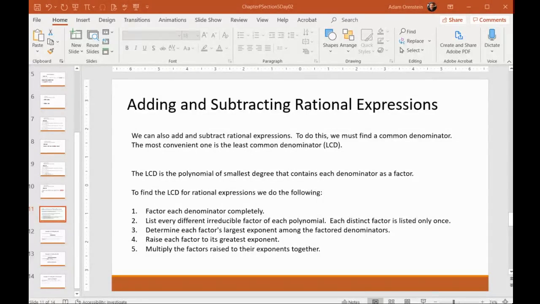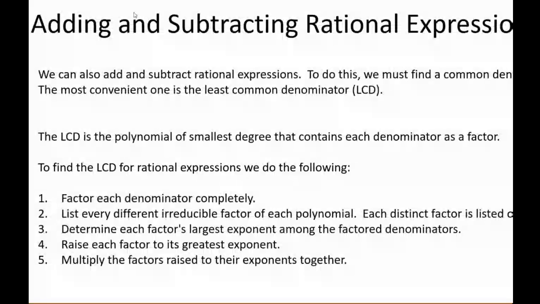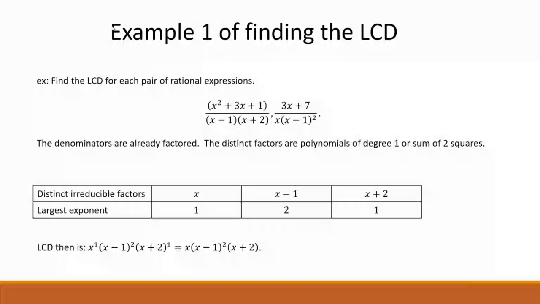Okay, so now let's practice finding the LCD. It's not terrible, but let's do it. So here's our first example. We have these two rational expressions, and the denominators here are already factored. Normally, you have to factor them first, completely.